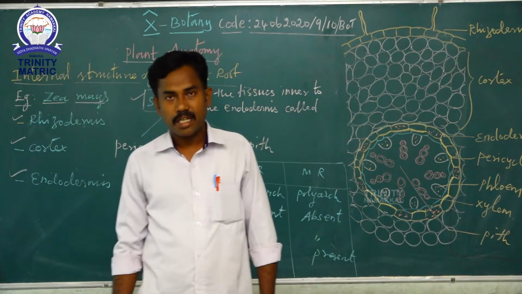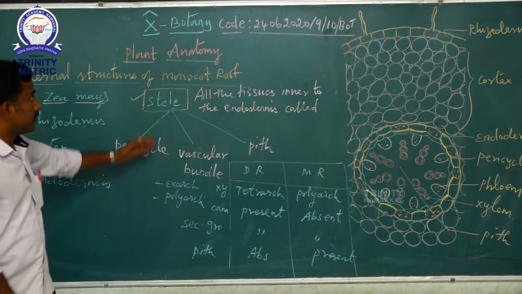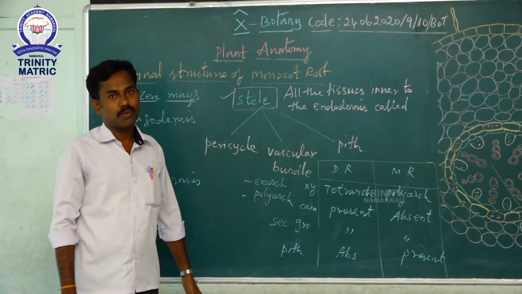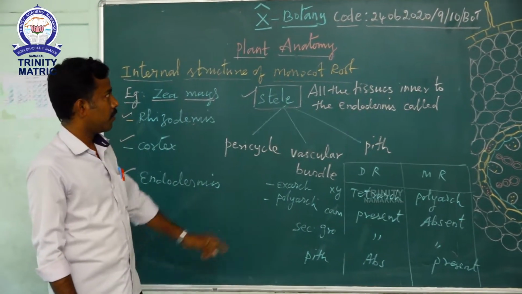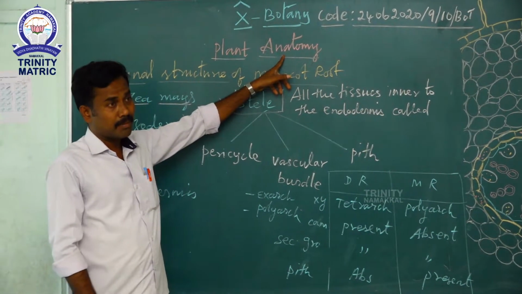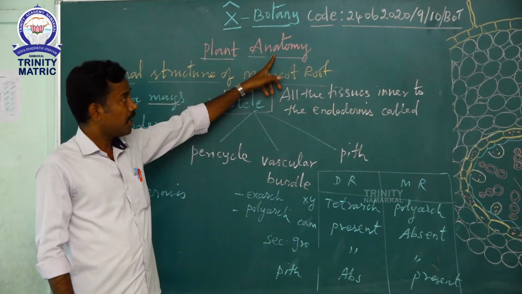Today we will discuss 10th standard botany. The unit is plant anatomy. What do you mean by anatomy? The study of the internal structure of organisms, both plants and animals, is called anatomy.